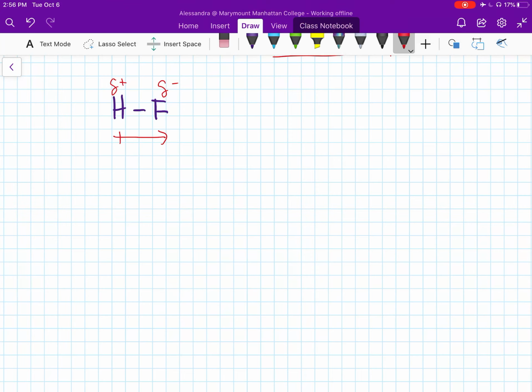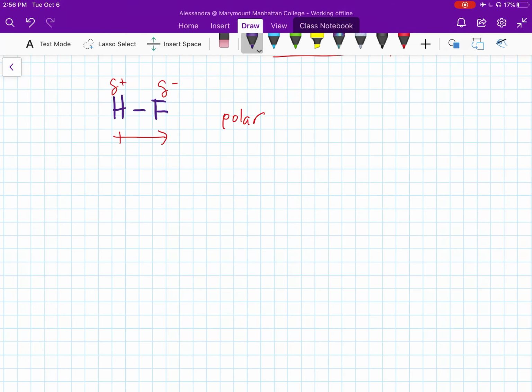It definitely has a dipole moment because there's only one bond and that bond is polar. So it has this asymmetrical charge distribution. So any diatomic polar molecule like this is going to have a dipole moment. So we would say that this is certainly polar.